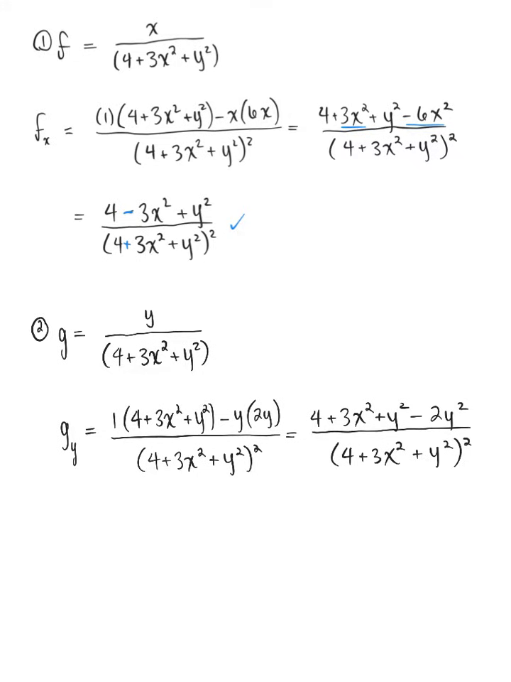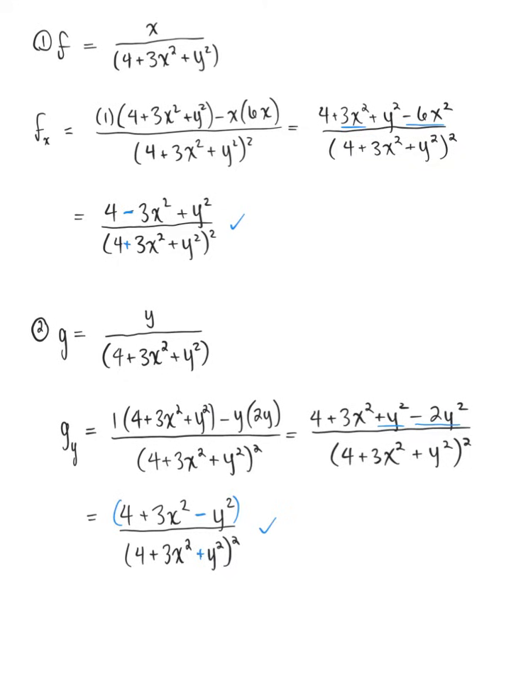And we can combine up those like terms here. We have y squared minus 2y squared for a beautiful final answer of 4 plus 3x squared minus y squared, and that's all divided by the denominator squared. So we have 4 plus 3x squared plus y squared, squared. And again, make note that in the numerator we have that minus y squared. In the denominator you have a plus y squared. So these are not like terms. If it helps, you can even incorporate parentheses around your numerator. And we're all set.